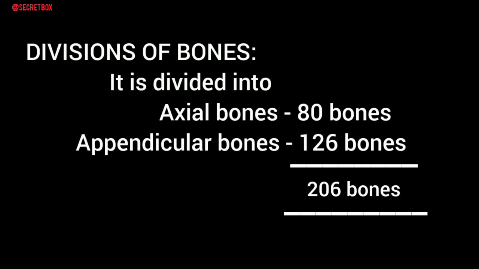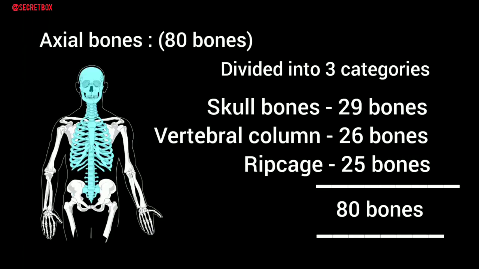Divisions of bones. It is divided into axial bones and appendicular bones. Axial bones are 80 bones, and appendicular bones are 126 bones, all together forming 206 bones. Axial bones, 80 bones, are divided into 3 categories: skull bones, 29 bones; vertebral column, 26 bones; rib cage, 25 bones. Altogether it forms 80 bones.